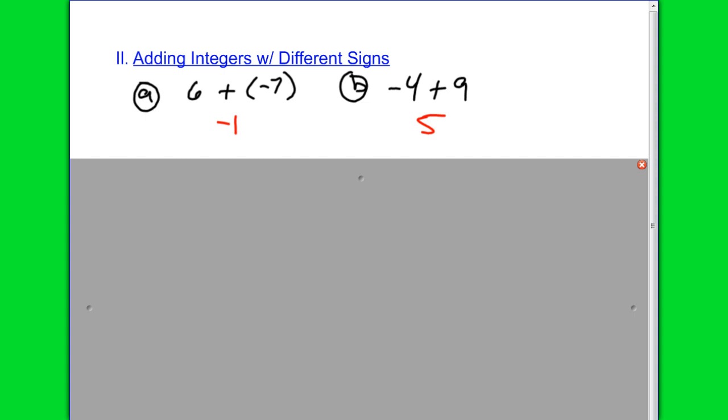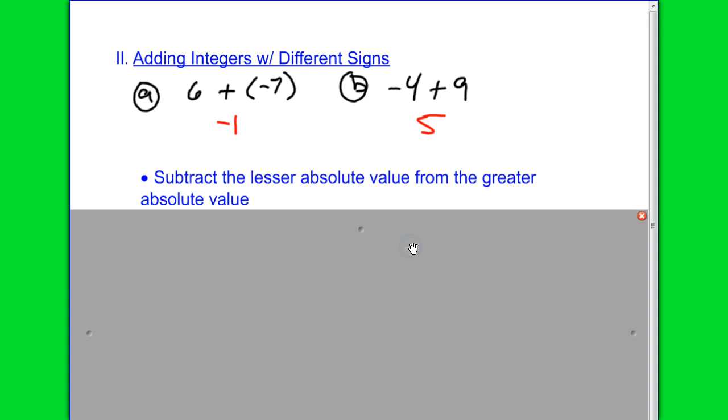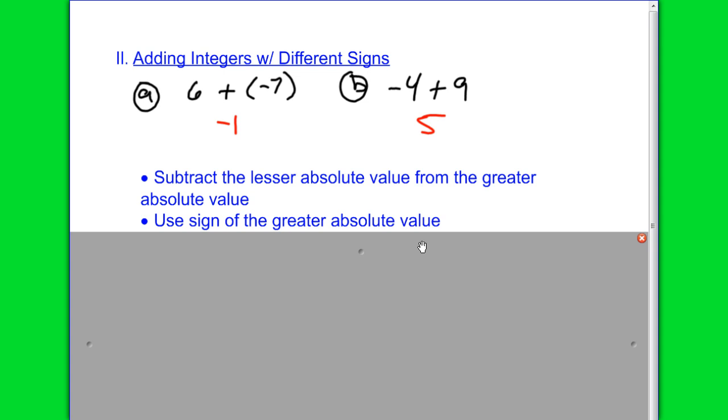So it seems that the one with the greater absolute value has the same sign as our answer. -7 was the greater absolute value, and our answer was negative. +9 is the greater absolute value, and we have a positive sign. That's exactly true. Very good. I'm glad you saw that. So we would say, this rule is kind of tough to say. We're going to subtract the lesser absolute value from the greater absolute value, and then we use the sign of the greater absolute value, just as Jensen said.